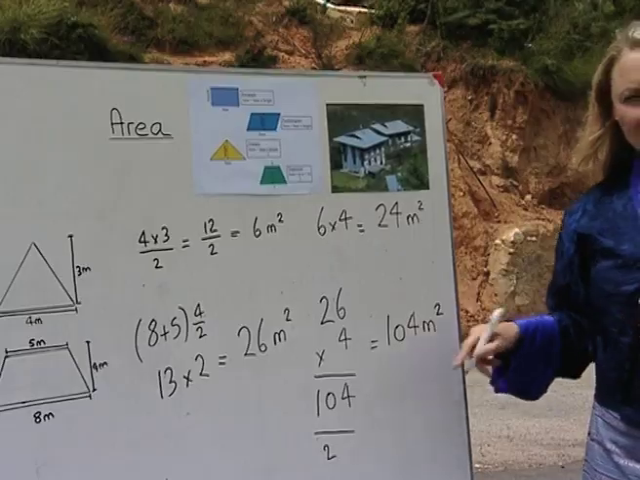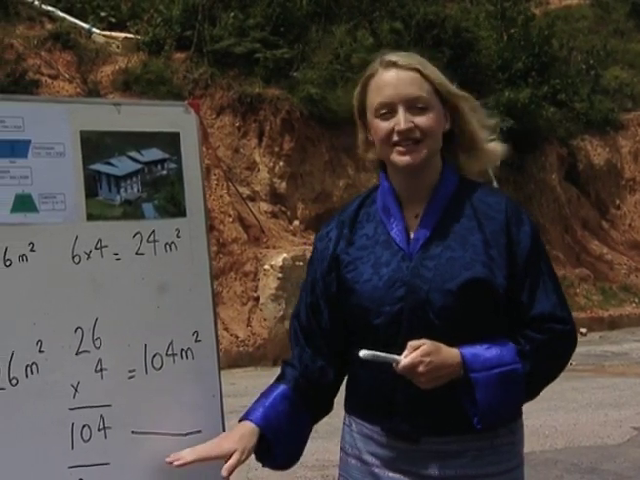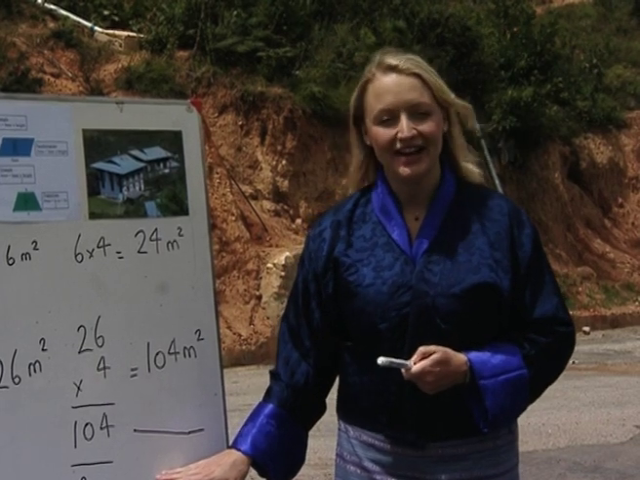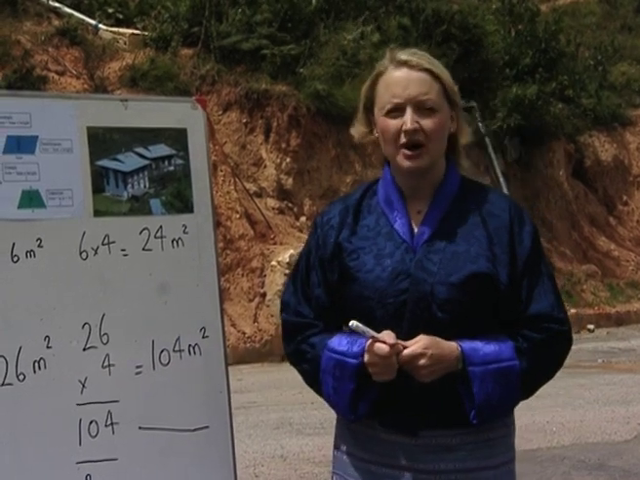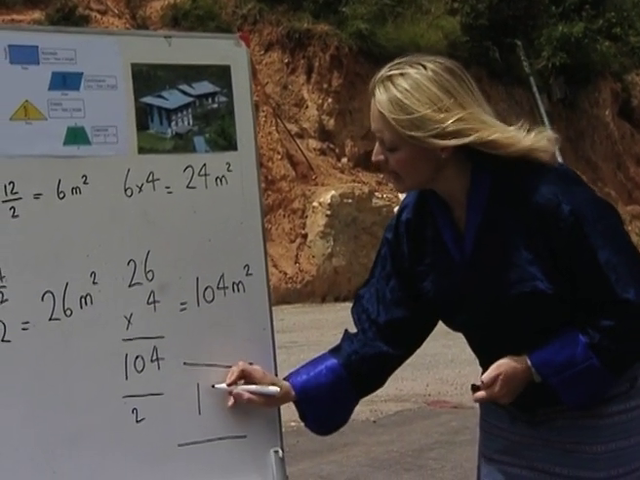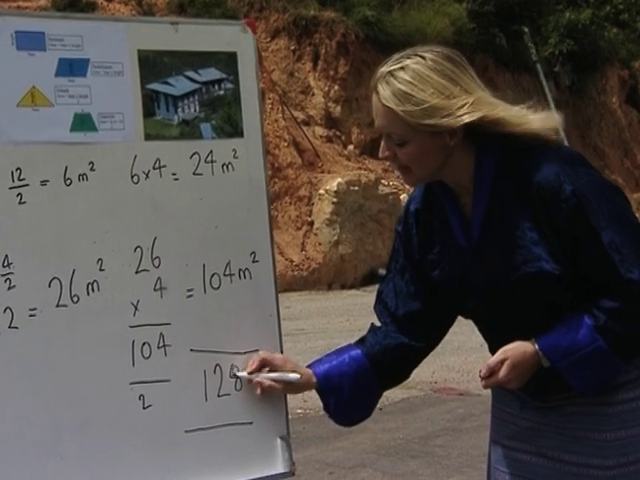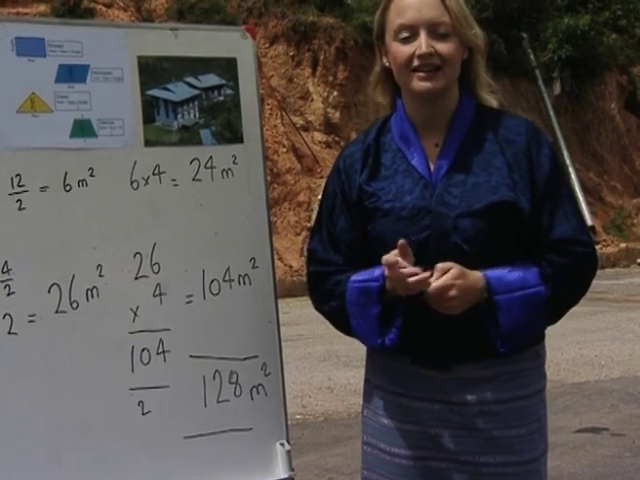So the last thing that we need to do is add together our two areas to find a total area of CGI that we require. So if I add 24 metres squared to 104 metres squared, the total area that I get is 128 metres squared of CGI required to make that roof.